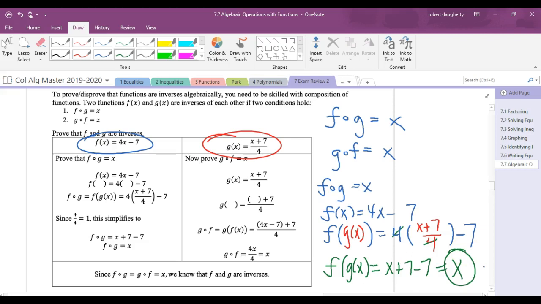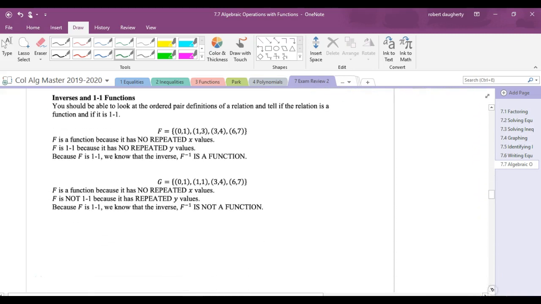You also have to prove g composition f is equal to x. And we'll see some examples of this in a moment.